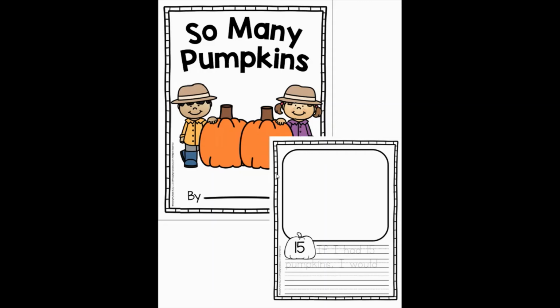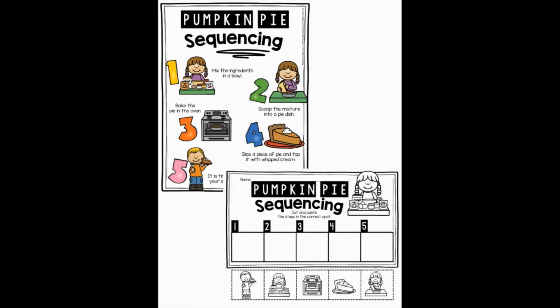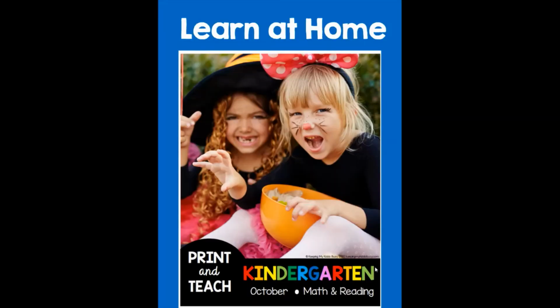So Many Pumpkins. The cover comes in both color and black and white, and I think there's 24 different writing pages and some blank in case you have more than 24 students. Each student gets a different number, and then your book would be put in order. And it says, if I had 15 pumpkins, I would. And they make a cute little book. We have some more pumpkin themed activities.